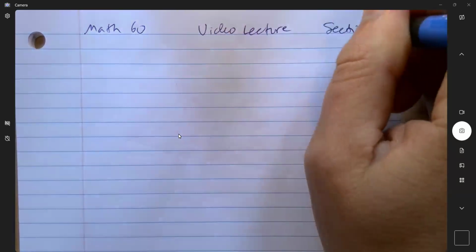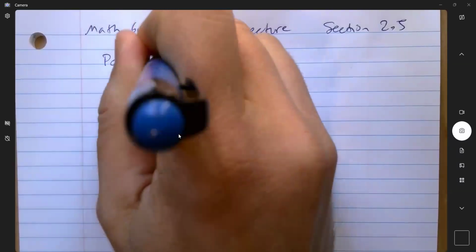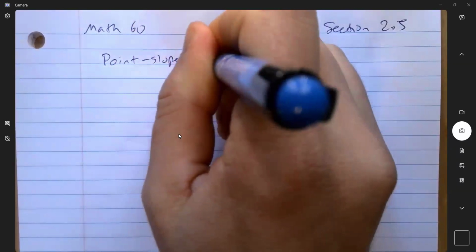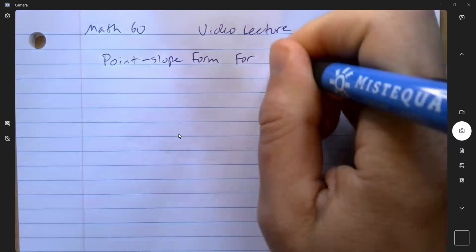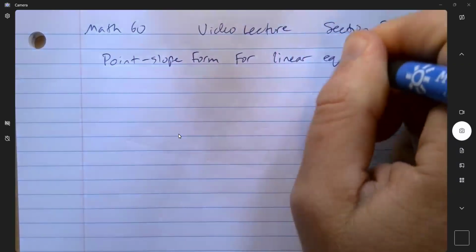On section 2.5, which is called point slope form for linear equations.